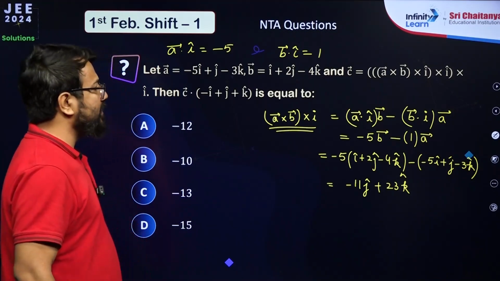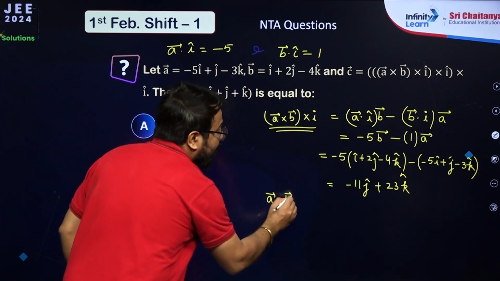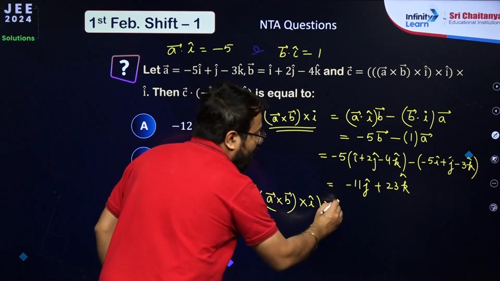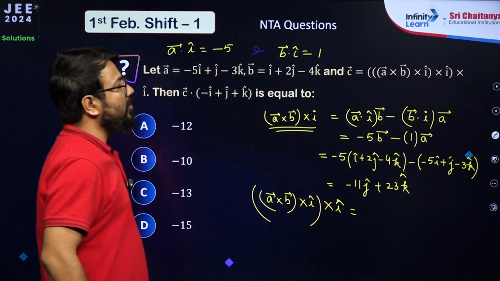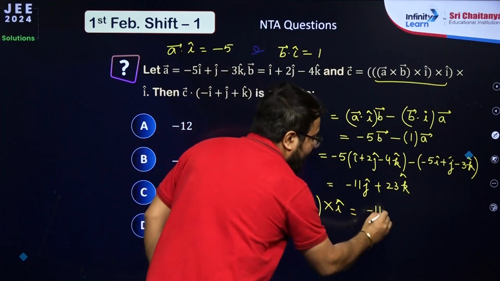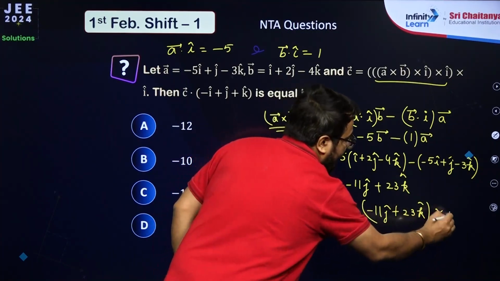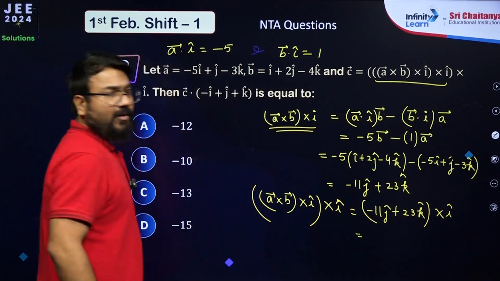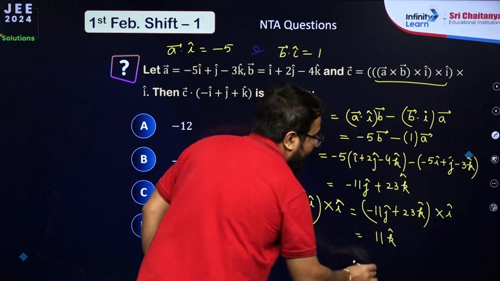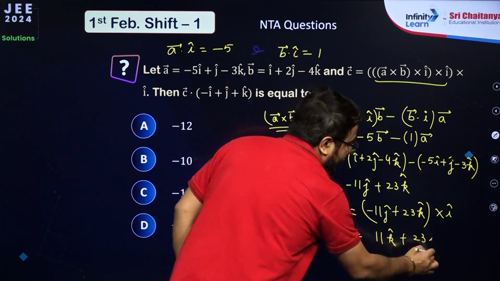Now, my dear students, it has also been said that A cross B, if you got this, is crossed with one more I. You can see here, okay? So, if I do minus 11J plus 23K cross I, then what will be the result? So, J cross I is minus K. So, that is why it will become 11K cap. And 23K cross I will be J. So, this will be 23J cap.